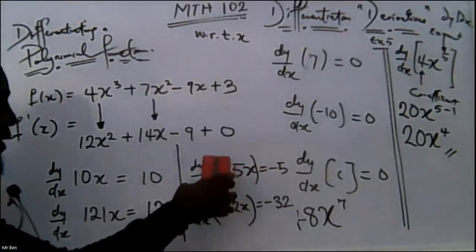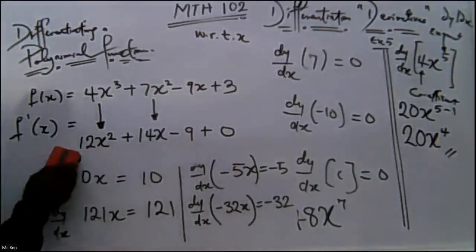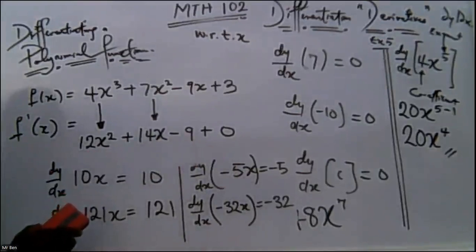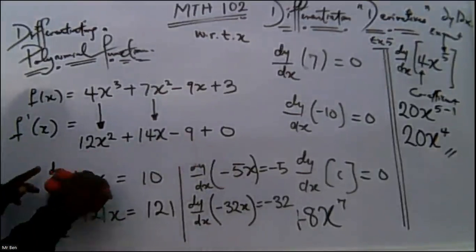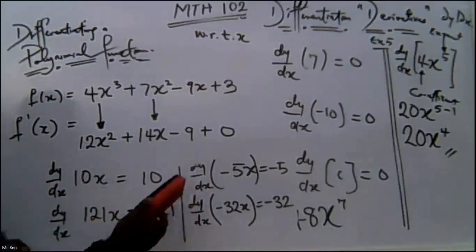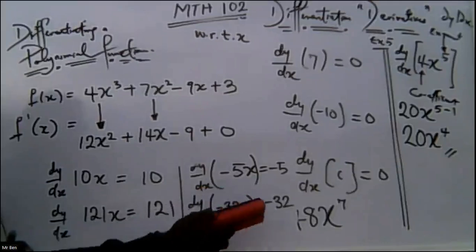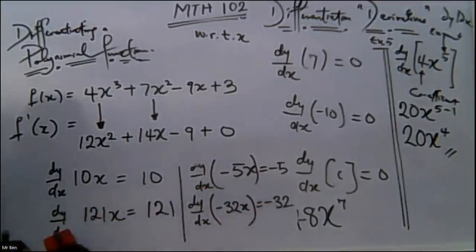Let me introduce something to us. Have you already written this? Write it down. The derivative of 10x is 10. The derivative of 120x is 120. The derivative of minus 5x is minus 5. The derivative of minus 32x is minus 32. Please let's write it down. I want us to continue with this. When you are done, let me know, please. I don't want us to miss any parts.